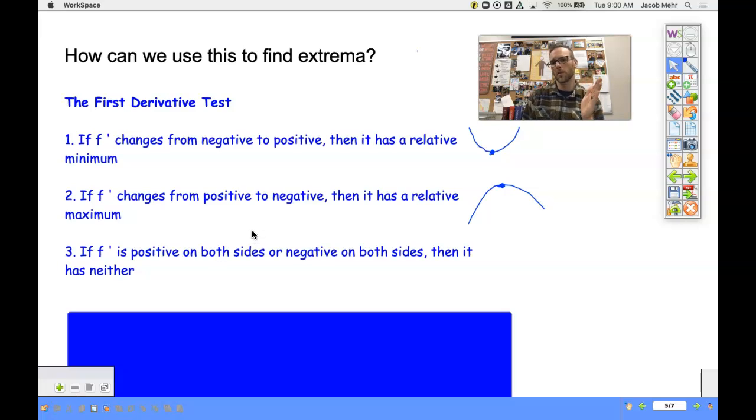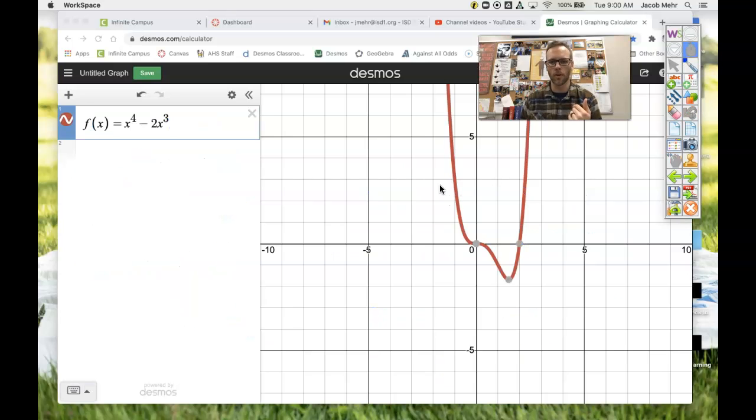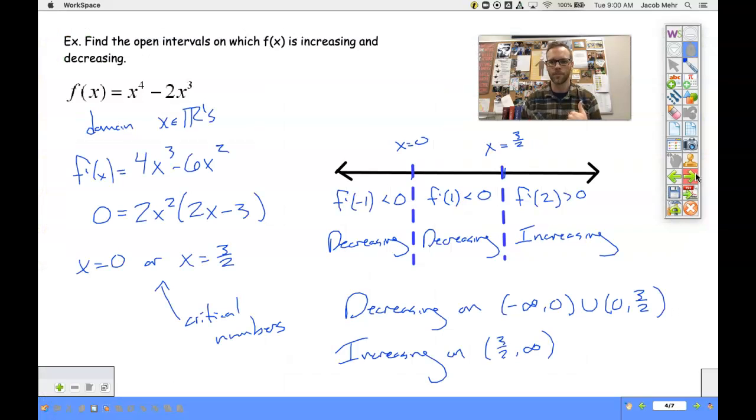So remember that we find those critical numbers, and those critical numbers can be a maximum or minimum. Remember, if it's an extrema, then it's a critical number. Now, it doesn't mean that if it's a critical number, then it's an extrema. In our last example, 0 is a critical number. Is 0 an extrema? No, because it goes from decreasing to decreasing. It stays the same. Look at our graph. This is not an extrema.